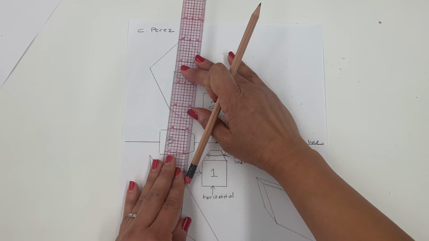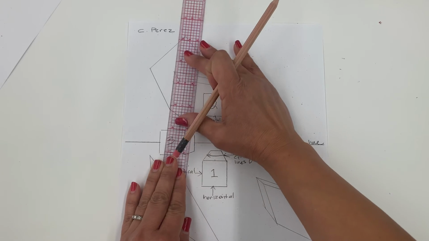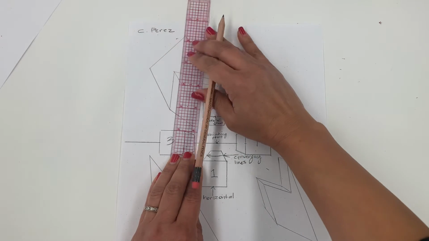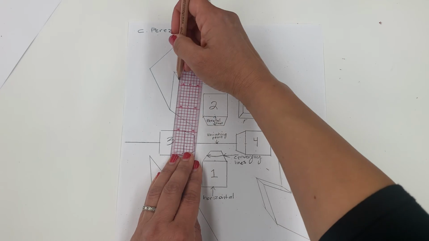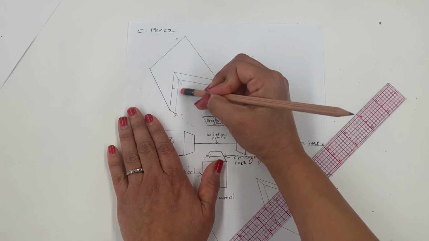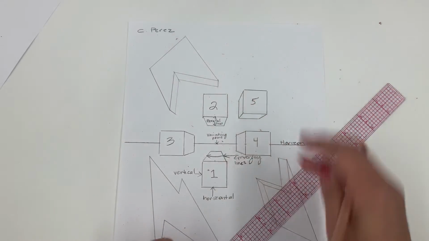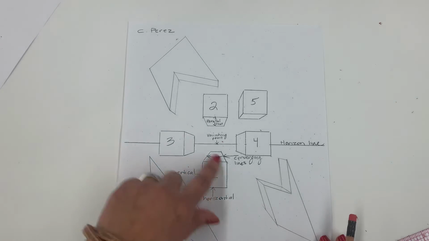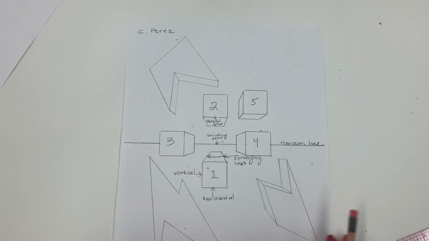And now I'm gonna do the same thing here. Parallel to the side of the shape and drag out. And here we go. Okay, and there we have it. All right, so now we have two shapes finished. And again, always make sure that those converging lines are going to the vanishing point.